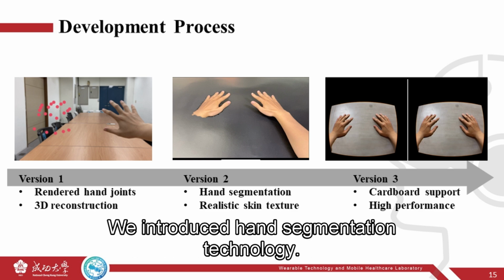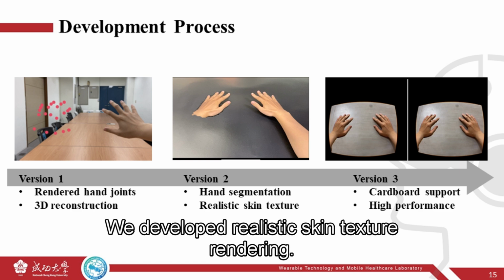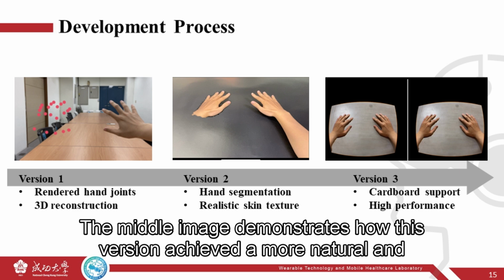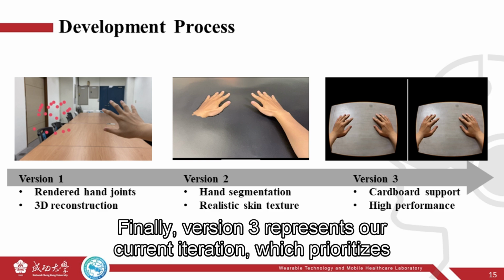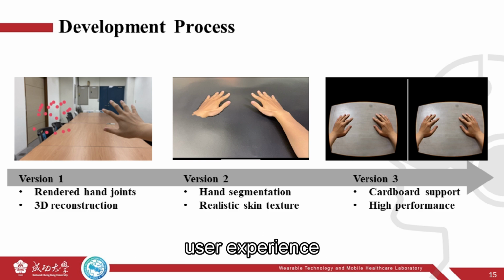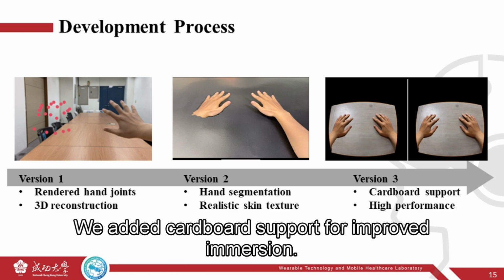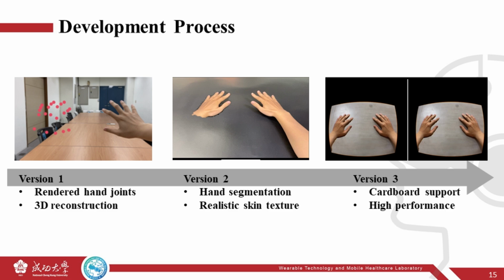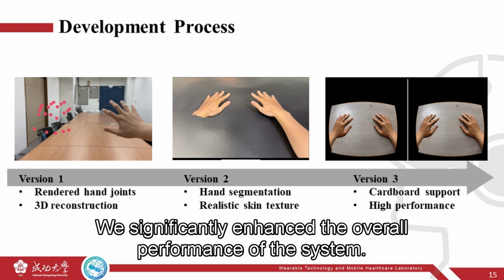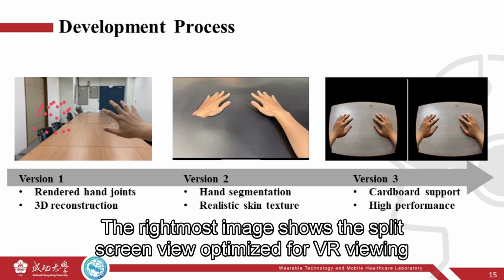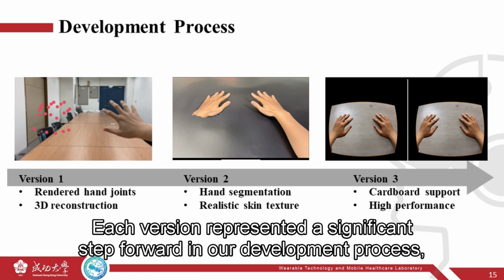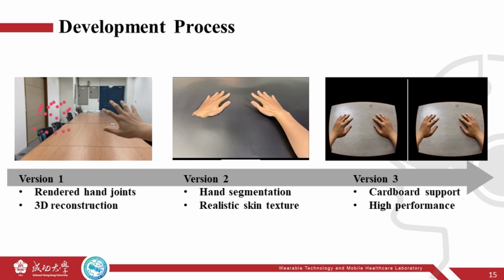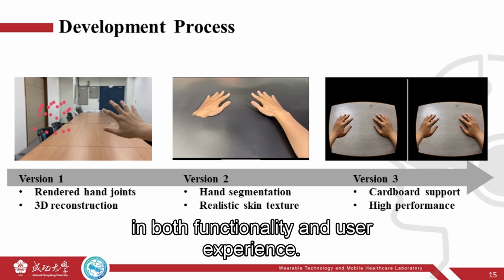We introduced hand segmentation technology. We developed realistic skin texture rendering. The middle image demonstrates how this version achieved a more natural and realistic hand representation. Finally, version 3 represents our current iteration, which prioritizes user experience and performance. We added cardboard support for improved immersion. We significantly enhanced the overall performance of the system. The rightmost image shows the split-screen view optimized for VR viewing through the cardboard device. Each version represented a significant step forward in our development process, with improvements in both functionality and user experience.